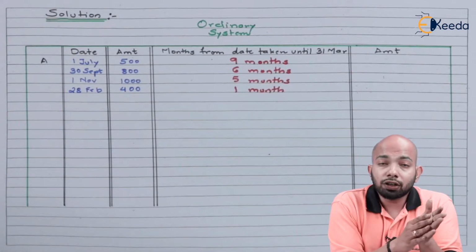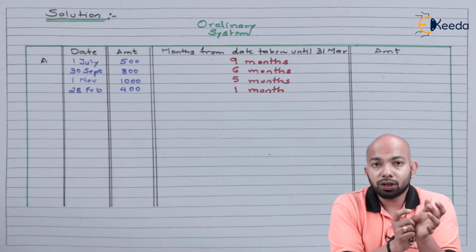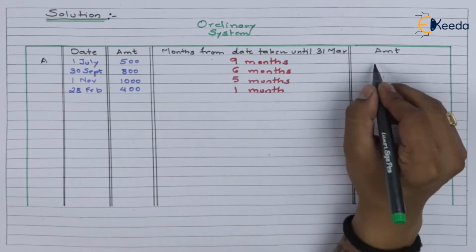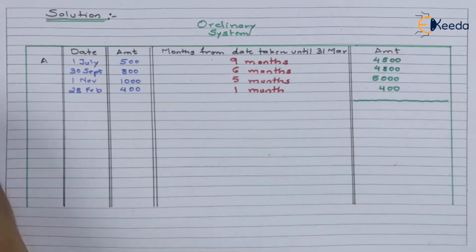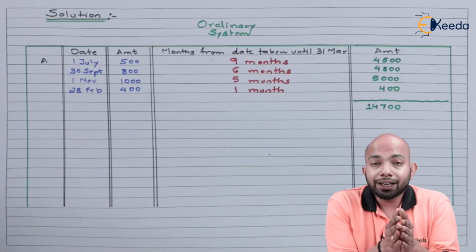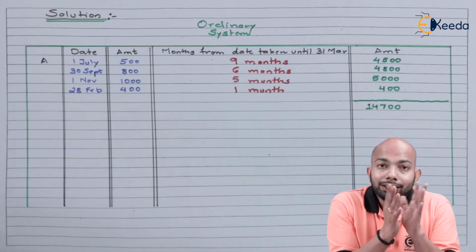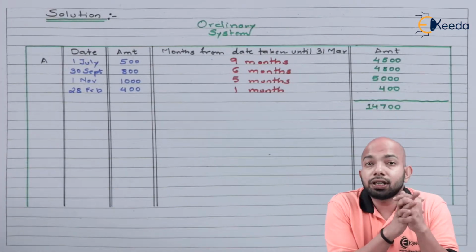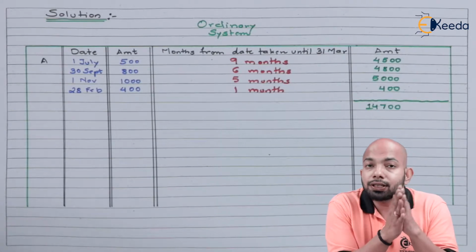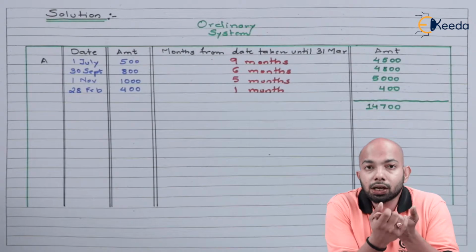So we've done the calculation of the months. Let's figure out what is the product, that means number of months multiplied by the amount taken. Now, if you can see, the total of the products has been 14,700. Now, the interest that is supposed to be charged is 6% per annum on the withdrawals.